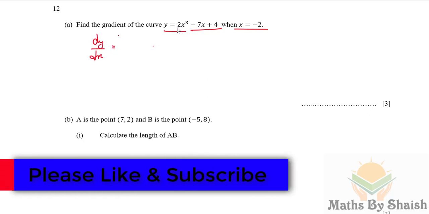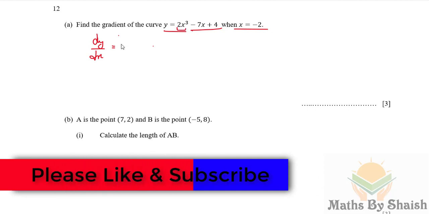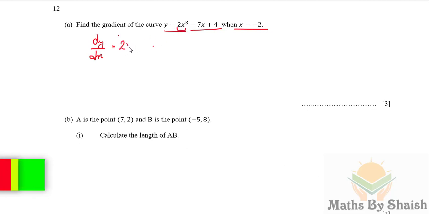The first term is 2 times x cubed. The constant stays as it is, the power comes in the multiplication, and then the power is reduced by 1. Earlier this power of x was 3, so it becomes 3 minus 1, that is 2. Minus 7 as it is, since it is a constant, and the differentiation of x is 1, so it is minus 7. Plus 4 is a constant, so this is going to be plus 0. Differentiation of a constant is 0. So we got 6x squared minus 7.